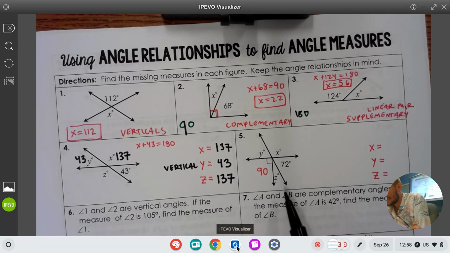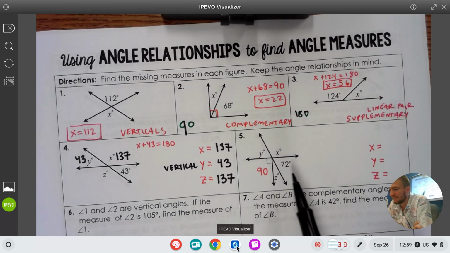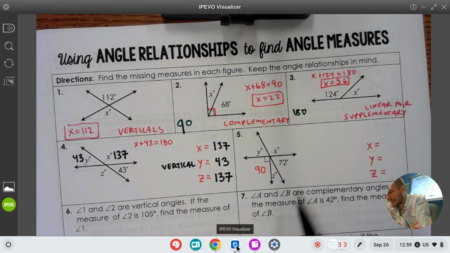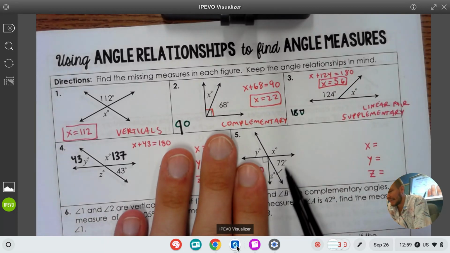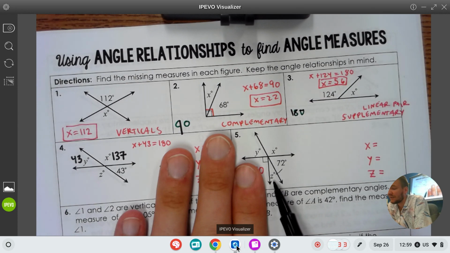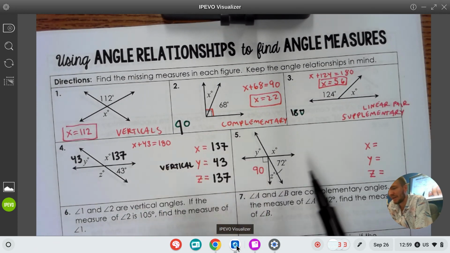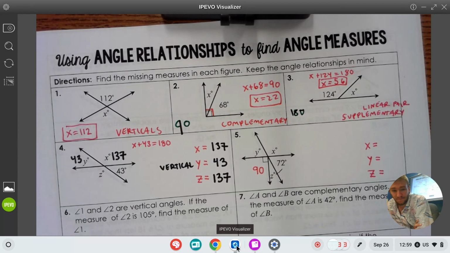Okay, if we try for the Z, it looks like it's crammed between the 90 and the 72. And I'm thinking that this is a straight line, so all of these should make 180. Or even easier, if this is a right angle, then that means that these 2 things should make 90. That's 72 and Z should add together because they're complementary. So I would go for Z first. I think that's a good idea.